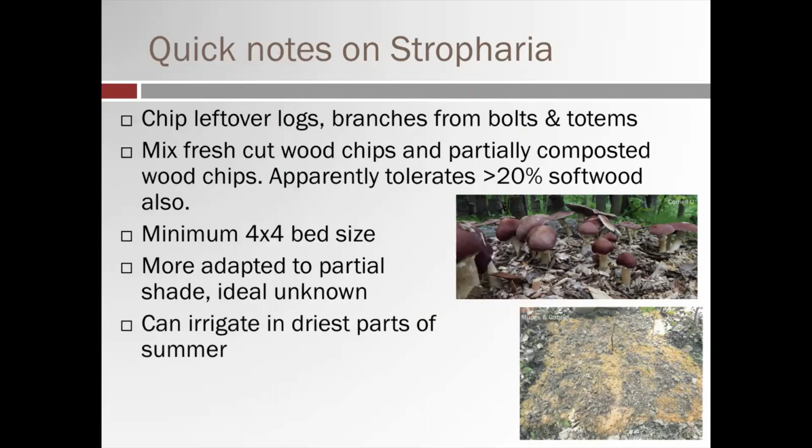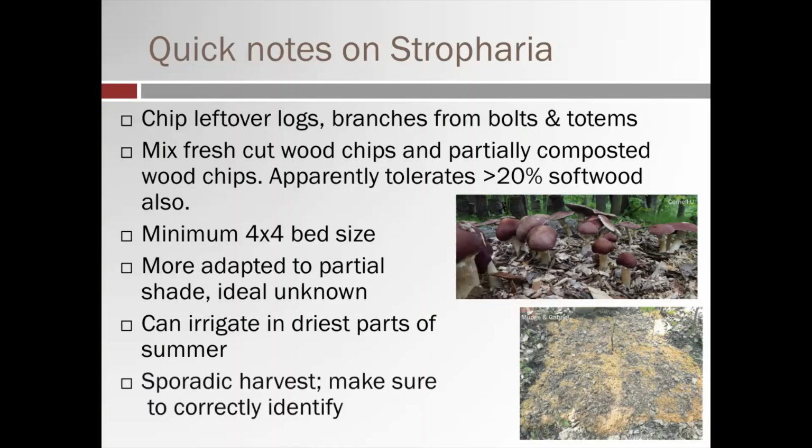You can irrigate in the driest parts of summer to help keep that mycelium active and growing. Again, these also have a sporadic harvest. It's a natural fruiting, and you want to make sure to correctly identify, because there apparently are certain mushrooms that can come up in these beds that might look similar, and you want to make sure you actually have what you think you have.